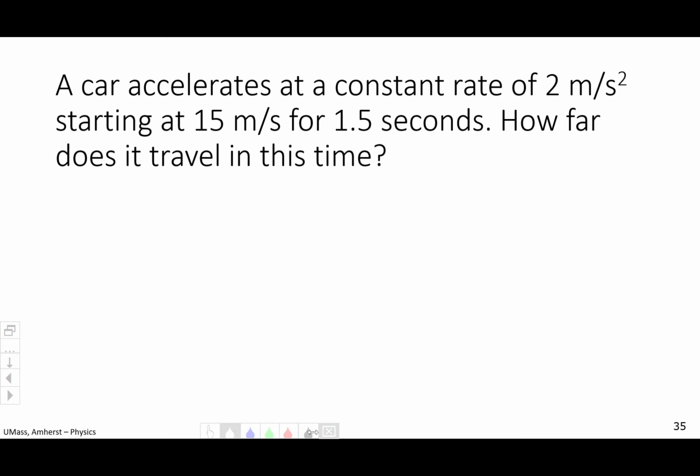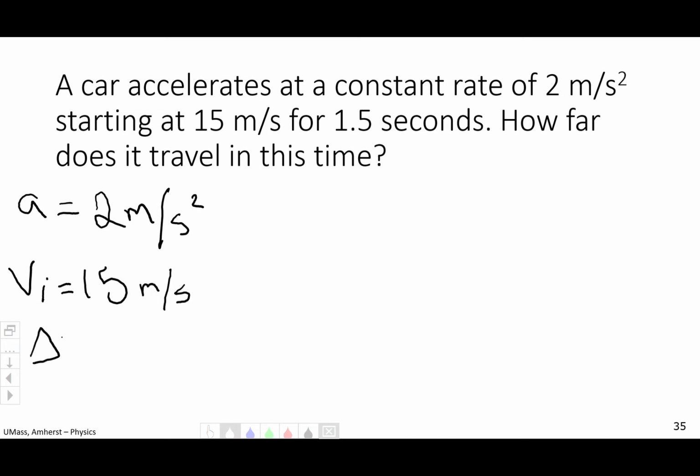So let's pull the information out that we might need. We accelerate at a constant rate of 2 meters per second squared. We start at a vi of 15 meters per second, and we do that for a time of 1.5 seconds. Finally, we are asked to find how far, meaning displacement. That is our unknown. So we've got all the information that we might need. Now let's pull together some formulas and solve.